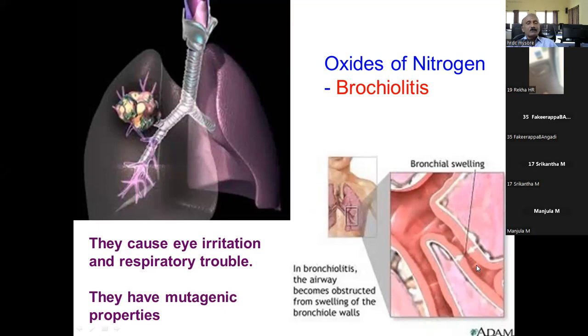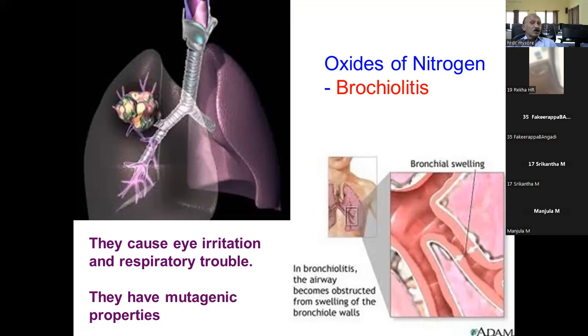So this type of pneumoconiosis is medically called bronchiolitis. N is missing here. BRONCHIOLITIS, bronchiolitis. Okay. So this is another type of health hazard.